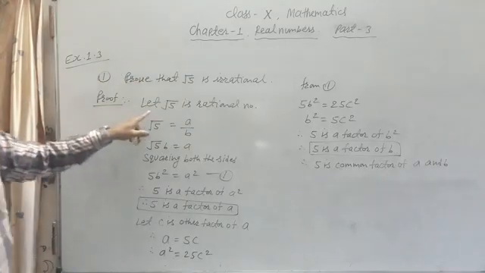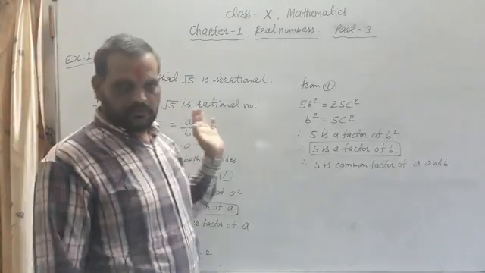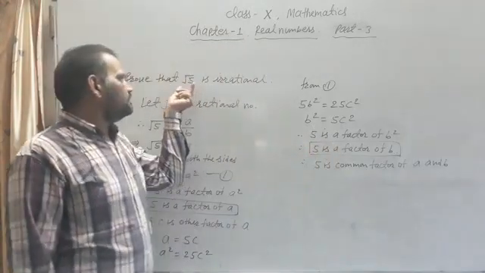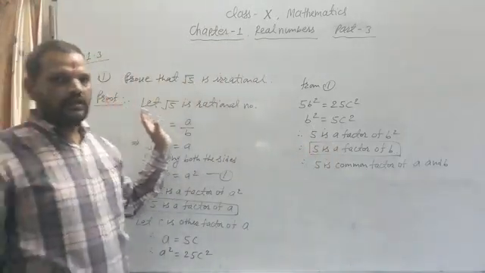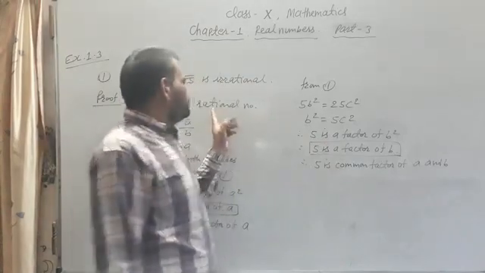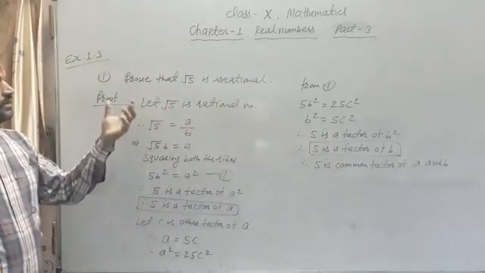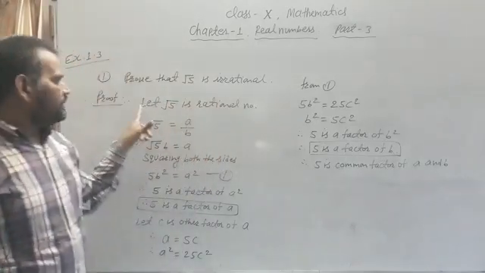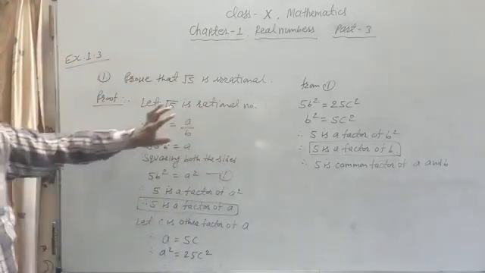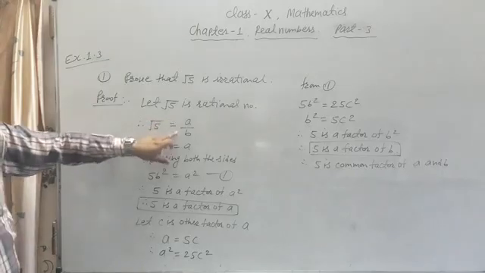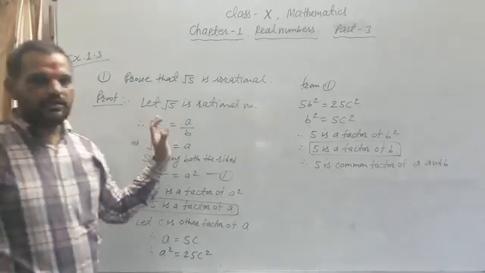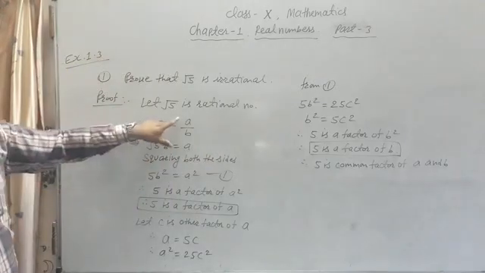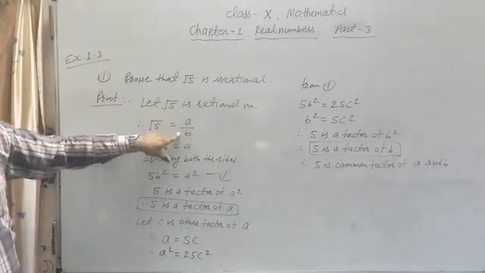First of all, we use the contradiction method. We are proving that under root 5 is irrational, and we are assuming that it is a rational number. Irrational prove karna hai, to isko kya assume kar rahe hain? Rational. So assume that under root 5 is a rational number, and according to the definition of a rational number, a number of the form a upon b is known as rational. So under root 5 can be written as a upon b.